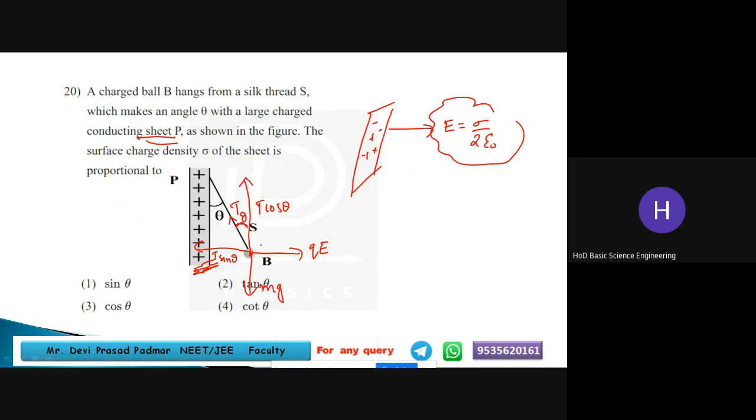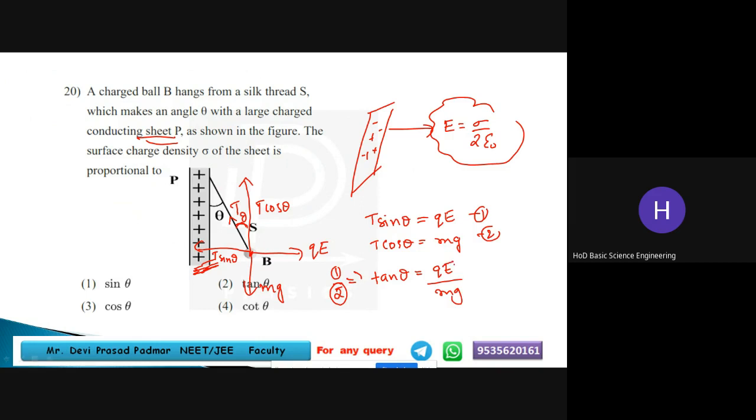At equilibrium, the net upward force must be balanced by the net downward force, and this QE has to be balanced by T sin theta. Write two equations and divide them. T sin theta must be equal to QE, and T cos theta must be equal to mg. Divide these two equations. What do you get? Sin theta by cos theta, T gets cancelled. So this will be tan theta equal to QE divided by mg.